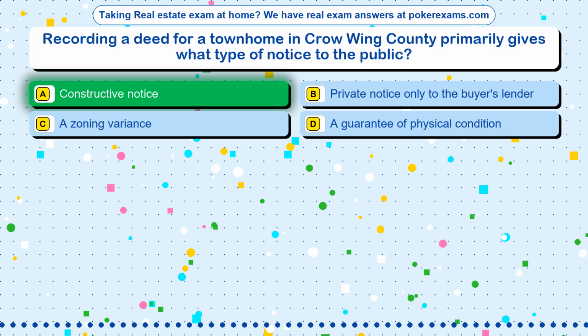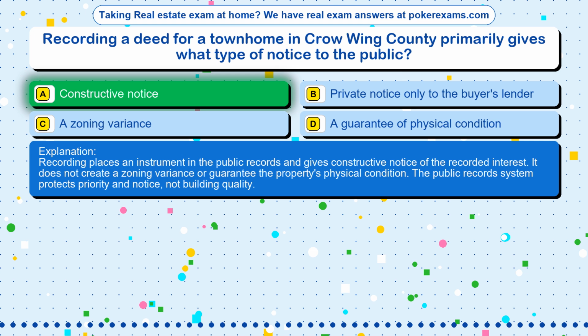The correct answer is option A, constructive notice. Recording places an instrument in the public records and gives constructive notice of the recorded interest. It does not create a zoning variance or guarantee the property's physical condition. The public records system protects priority and notice, not building quality.